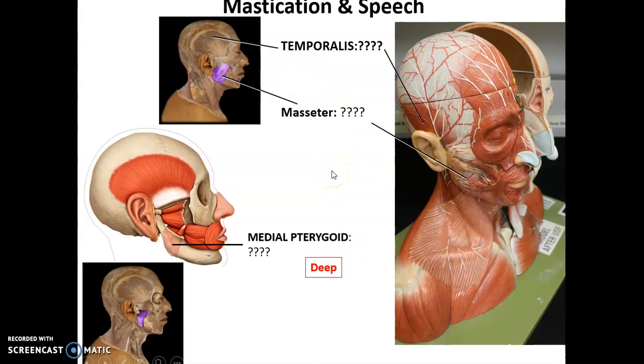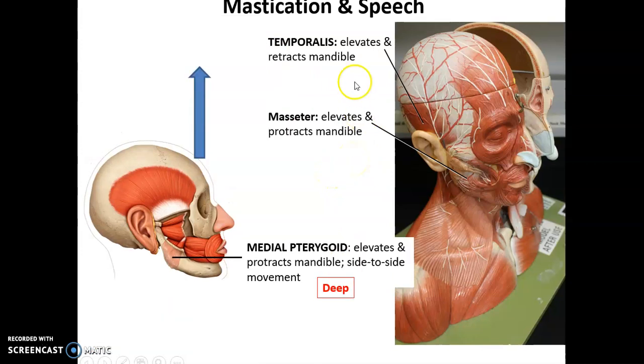All three of these muscles do the same thing. They elevate the mandible. So temporalis, masseter, and medial pterygoid are all important for elevating the mandible for chewing, raising the jaw to chew or talk.